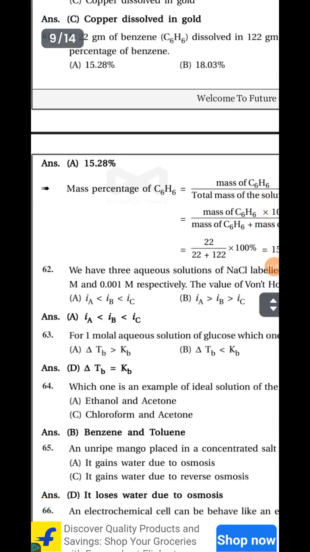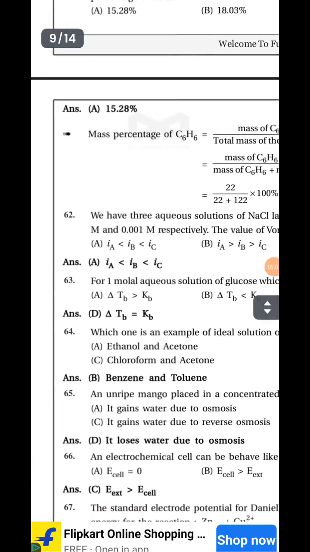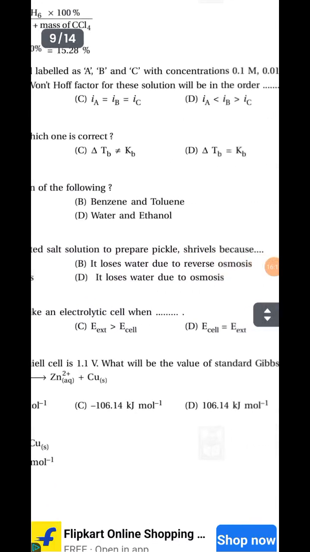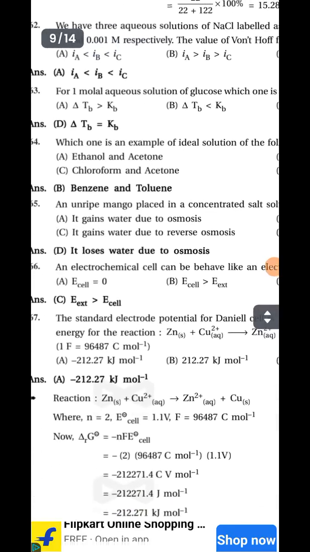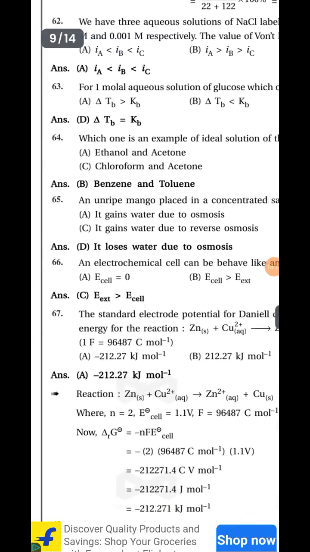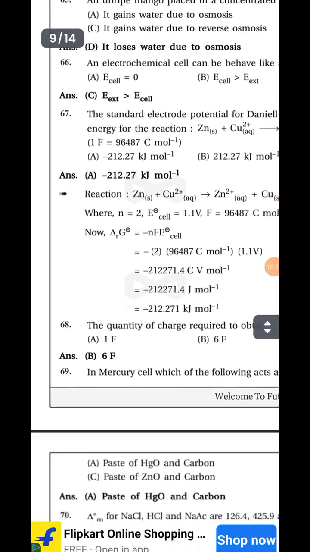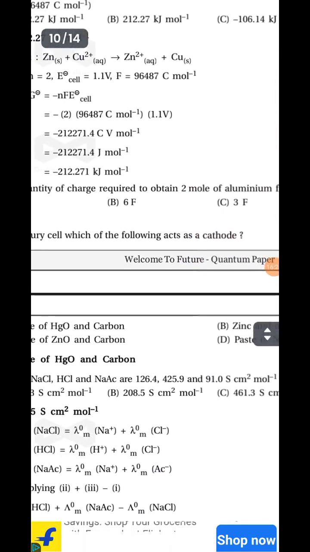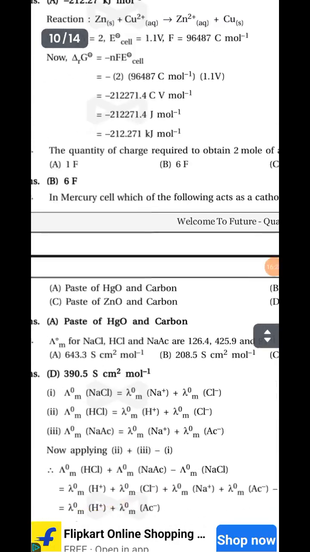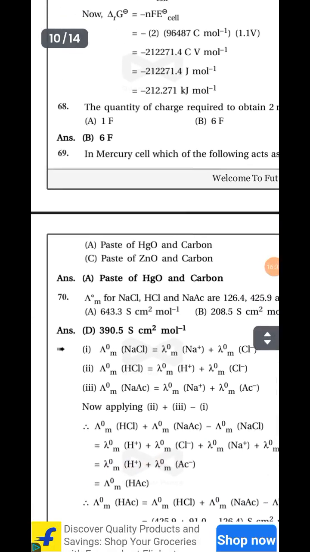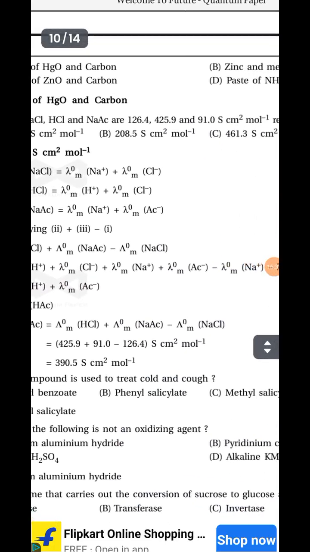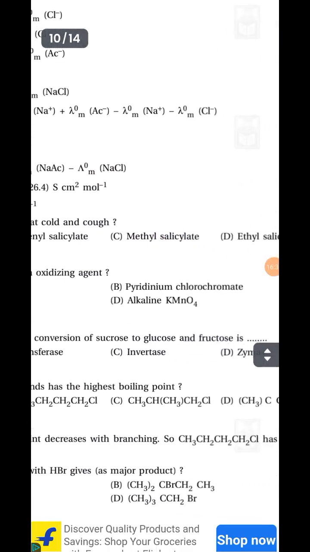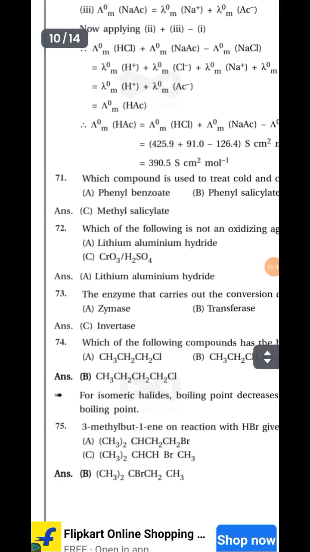And again here, which one is an example of ideal solution of the following? Benzene and toluene. An unripe mango placed in a concentrated salt solution to prepare pickle shrivels because it loses water due to osmosis. So here in number 68, that is also a numerical you can check out. Here in a mercury cell, which of the following acts as a cathode? Your answer would be paste of Hg and carbon. Which compound is used to treat cold and cough? Methyl salicylate. The enzyme that carries out the conversion of sucrose to glucose and fructose is invertase.